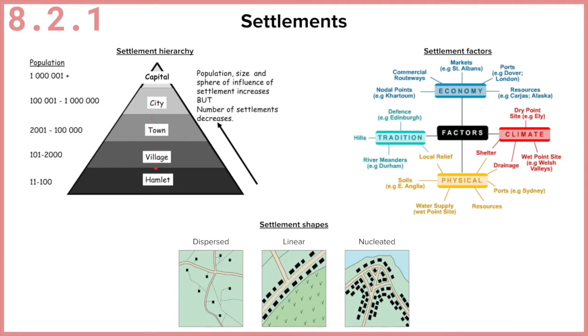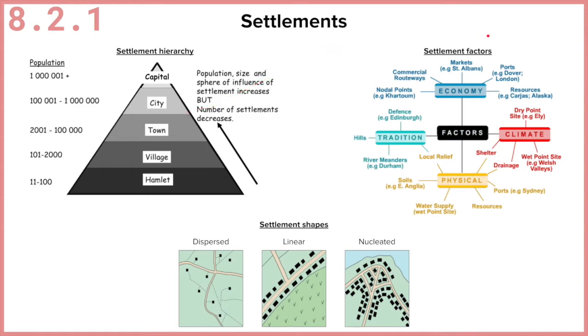The same for villages. There's going to be hundreds and hundreds of villages in England alone. But there's only going to be maybe 20, 30 major cities. So the further up the pyramid we go, the less of each type of settlement we're going to find.